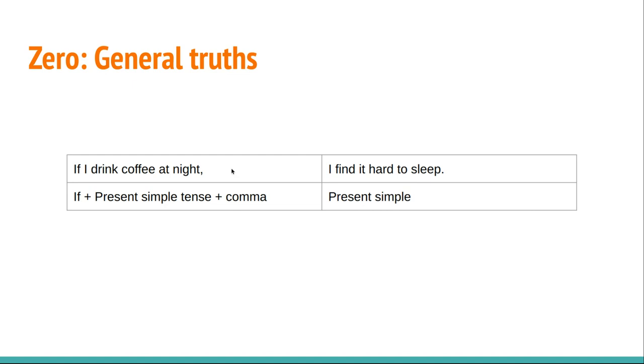Of course, we will have the comma when we start our complex sentence with the dependent clause. If I drink coffee at night, this is dependent, so that's why we have a comma. If it was the other way, of course, we would have the main clause first: I find it hard to sleep. No comma. If I drink coffee at night. Period. Okay. So that's the punctuation of conditional sentences, which are complex sentences.